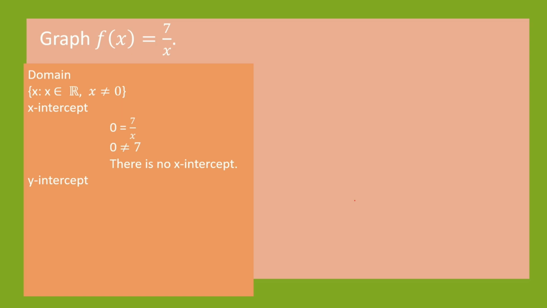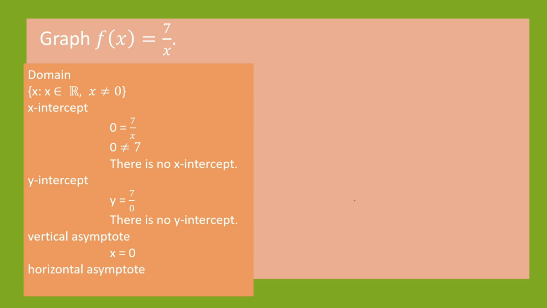Y-intercept. Substitute 0 to x to solve for y. But as you can see, our y here is undefined, so there is no y-intercept. This means that the graph of the function will not be passing through the y-axis. Vertical asymptote. So the restricted value in our domain is also the vertical asymptote. So x is equal to 0. So our graph will just be approaching this line but will not cross through it.